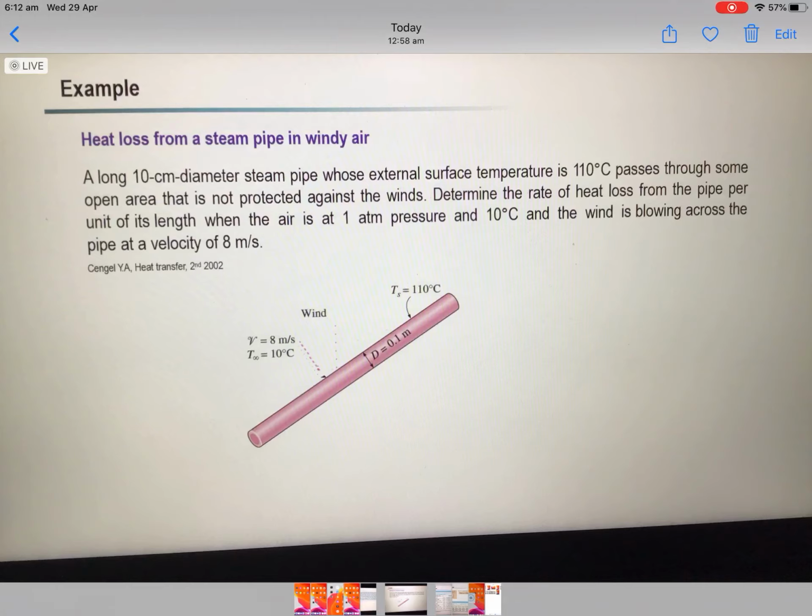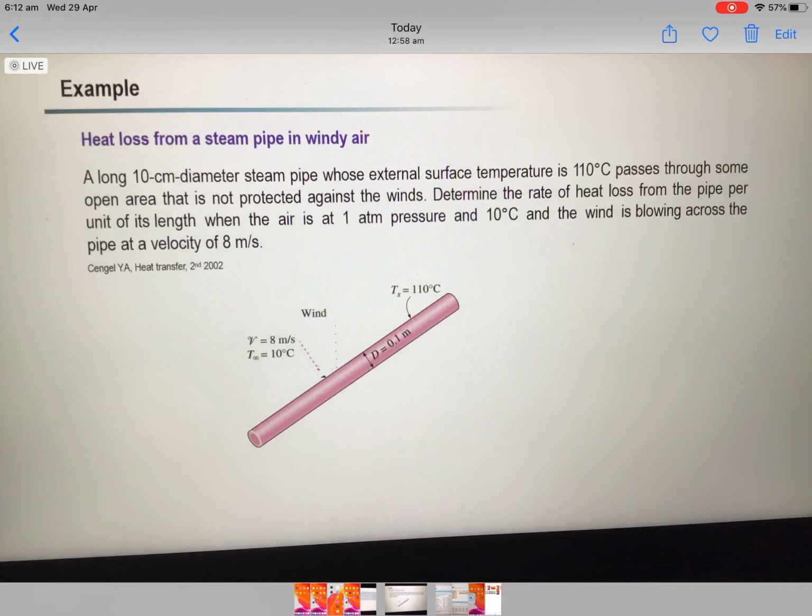So, you see, 110 degrees centigrade. It passes through an open area that is not protected against the winds. We need to determine the rate of heat loss from the pipe per unit of its length when the air is 1 atm and 10 degrees centigrade temperature, and the air velocity is given as 8 meters per second. So if you look at the image here, everything is given.